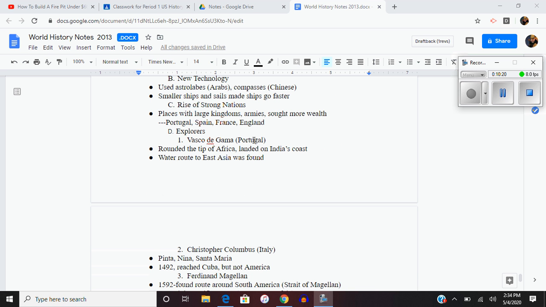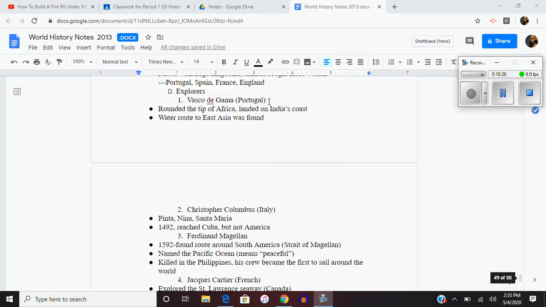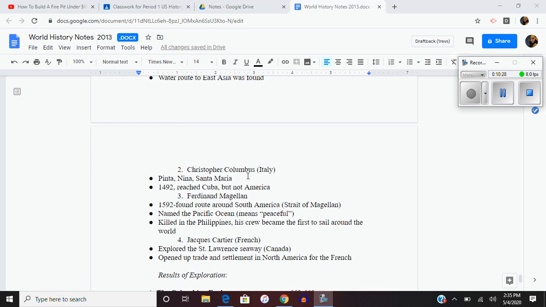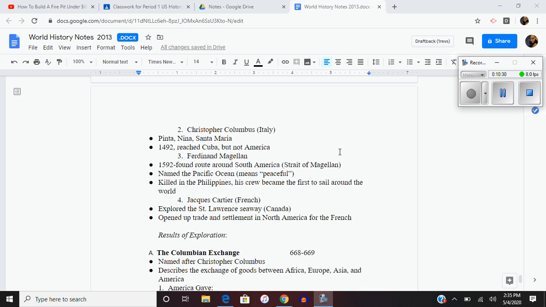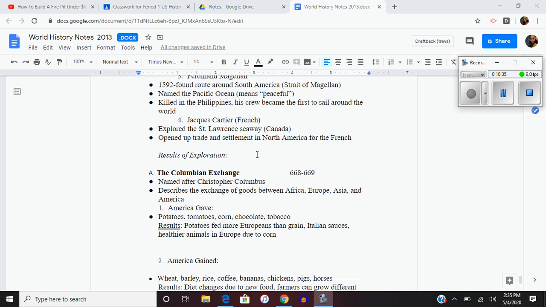So some of your early explorers, and these were the big four, were Portugal, Spain, France, and England. Your early explorers, you've got a list here. Da Gama went around Africa. Columbus went to Cuba, but not the United States. Magellan went all the way to the Pacific, and Cartier went up north into Canada. So just be able to know which guy went in which direction. It's really not too hard.